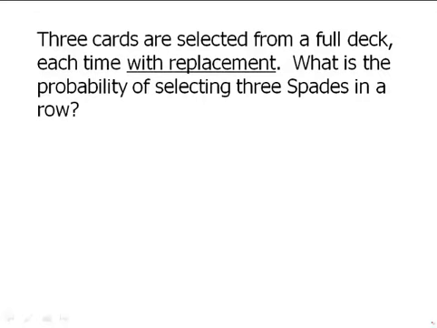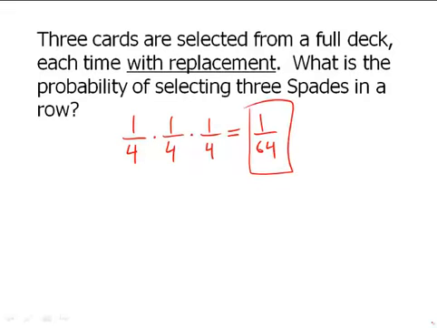Well, of course, in a modern deck, there are 4 suits. There are hearts, diamonds, clubs, and spades, and those are evenly divided. So the chance of picking 1 spade is 1/4. And then on the second pick, it's also 1/4. Then on the third pick, it's also 1/4. Because we're selecting with replacement, because each time the choice is made from the same initial conditions, the events are independent. The choices are independent. That's always true with replacement. That means we can just multiply, we get 1/64, the probability of selecting 3 spades in a row.